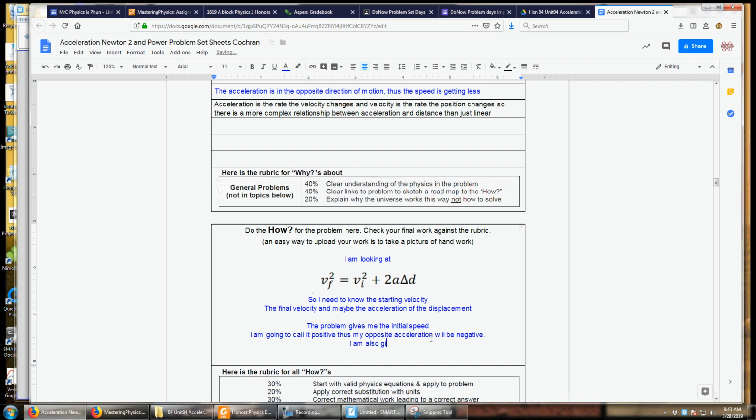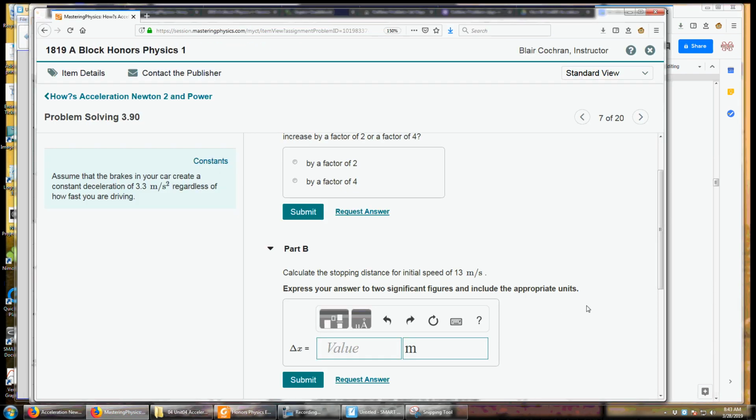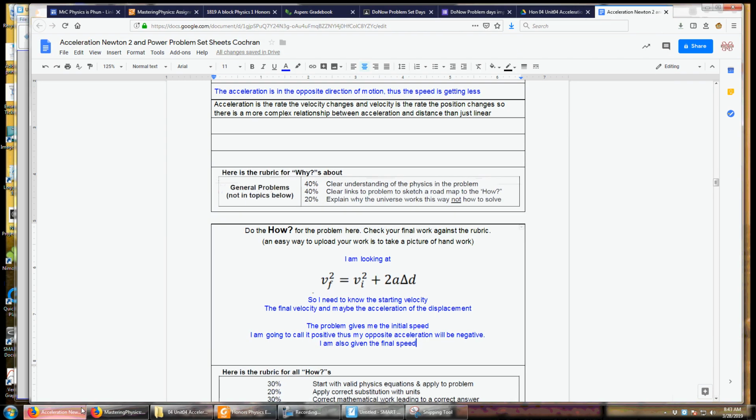I'm also given the final speed. What's our final speed? 0, because it stops, right? It's one of those kind of facts of life again to remember. So, given the final speed of 0 since it stops.